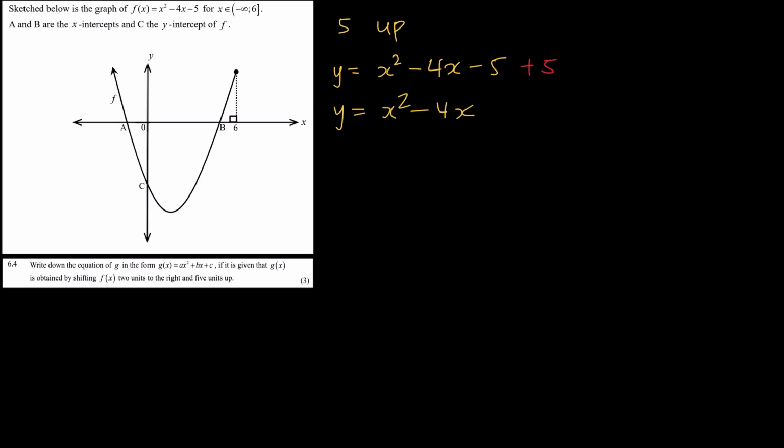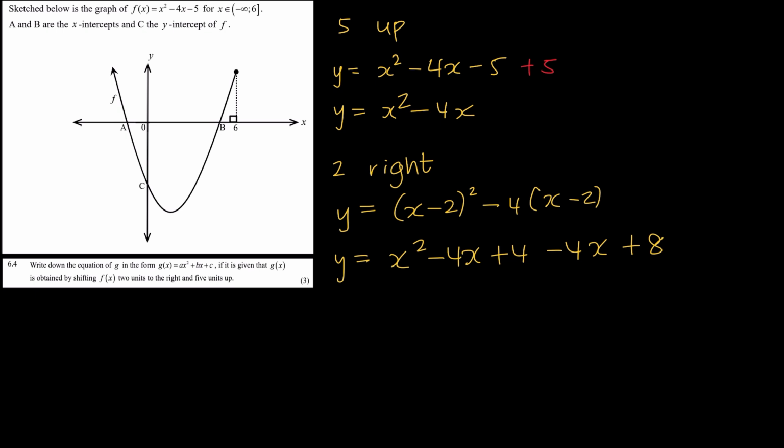That gives us an equation of y equals x squared minus 4x. Now, let's shift it to the right. So 2 units to the right means that y is going to equal x minus 2 all squared. It can seem a bit counterintuitive, but it's important that you know. So x minus 2 all squared minus 4 into x minus 2. We then simplify. We get y equals x squared minus 4x plus 4 minus 4x plus 8. And then lastly, final step, y equals x squared minus 8x plus 12.